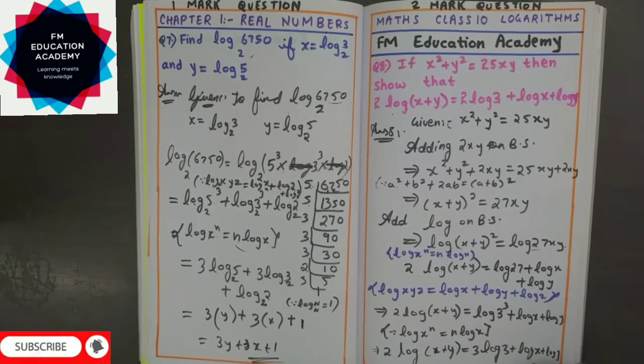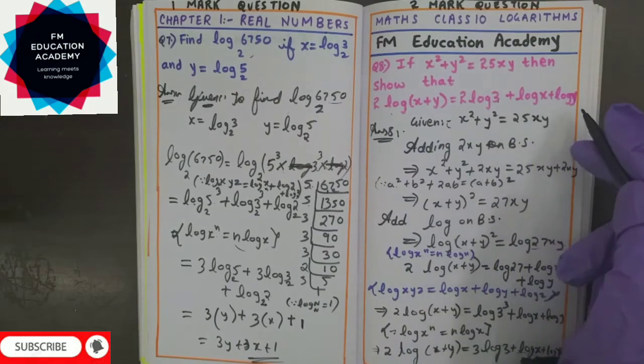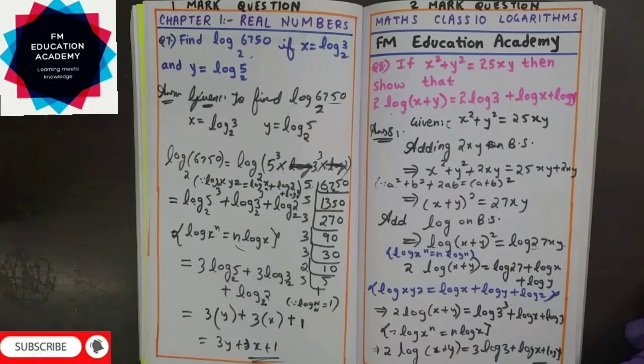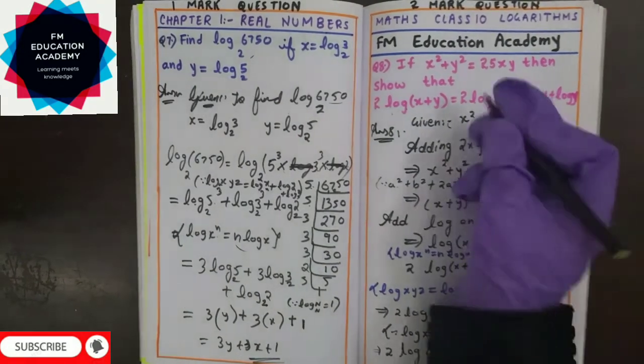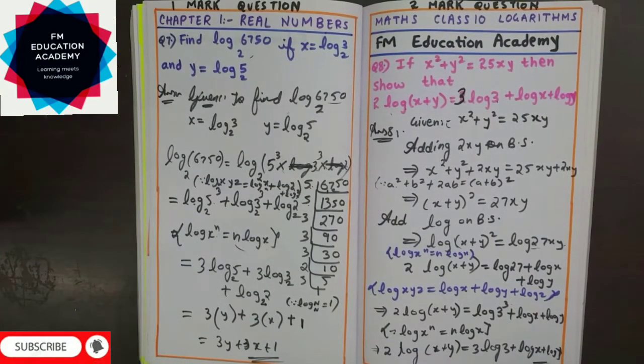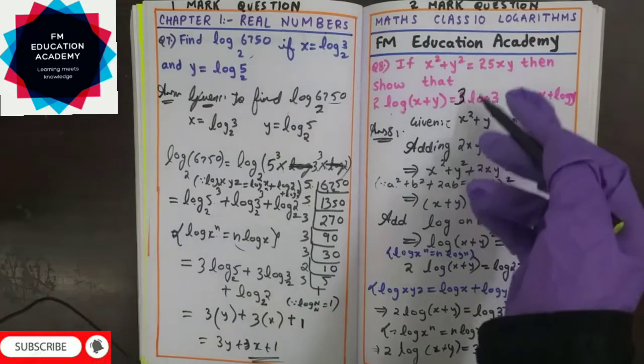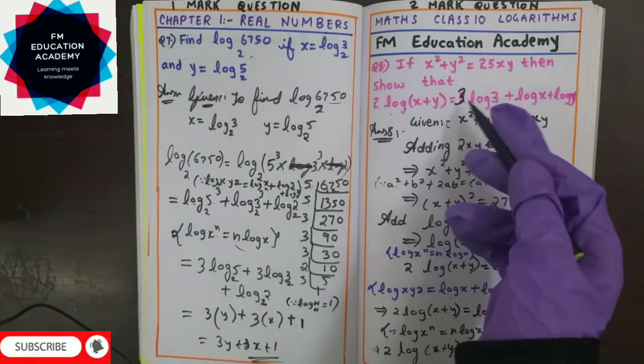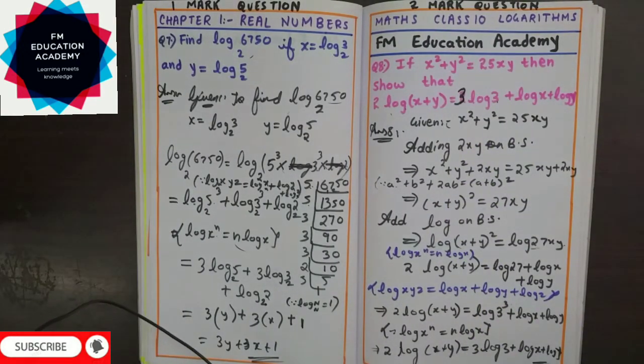So it's very easy, right? Did you understand? We got the RHS condition 2 log 3 plus log x plus log y. In the question it has done a mistake. This should be 3 log 3. So it is in the form of 3 log 3 plus log x plus log y. Okay, some printing mistakes might be there in the question. So here we should have 3. So this is the answer.